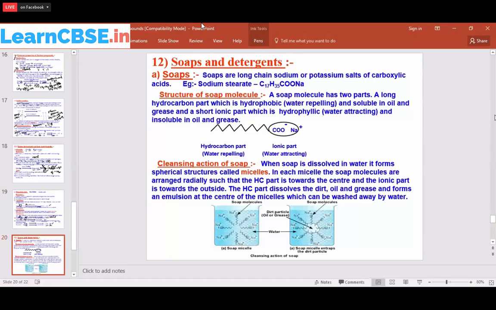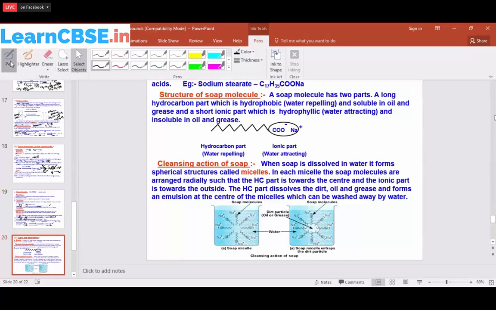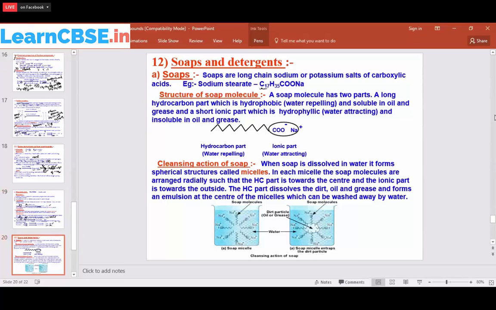For example, sodium stearate. Stearate contains C17 carbon atoms plus one more carbon, so totally C18 carbon atoms are present, which we call stearic acid. So it is C17H35COONa. Since the sodium atom is present, we call it sodium stearate.